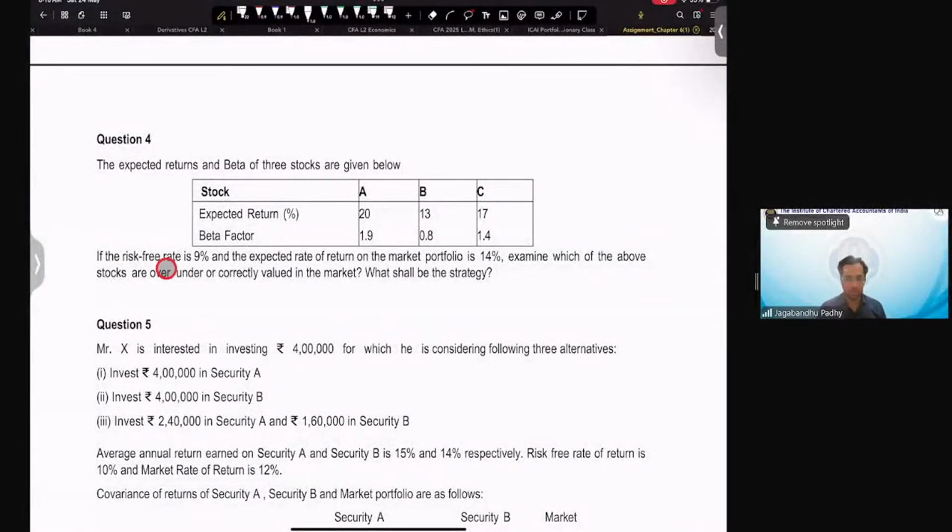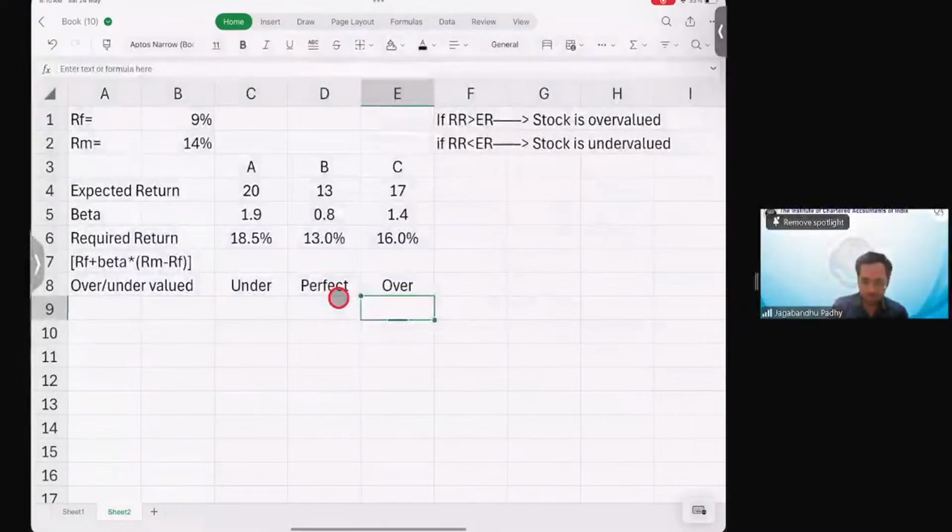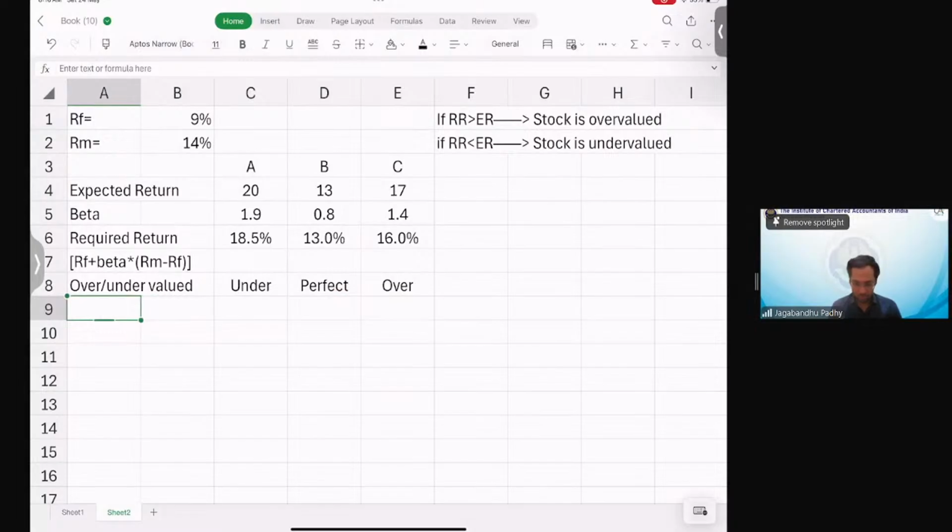So you have computed whether each stock is overvalued or correctly valued. What shall be the strategy? Now, what shall be the strategy, bolo? Which stock should you buy? Which stock should you sell? Undervalued things you should buy. Overvalued things you should sell. And perfectly valued shares should be held. You buy the undervalued stock, sell the overvalued stock, and hold the perfectly valued stock.